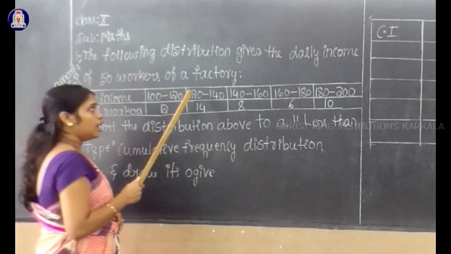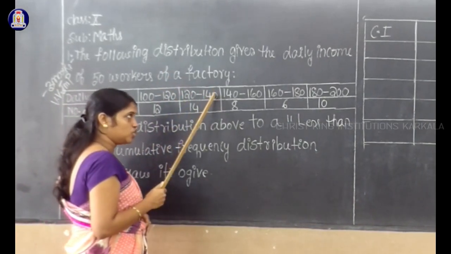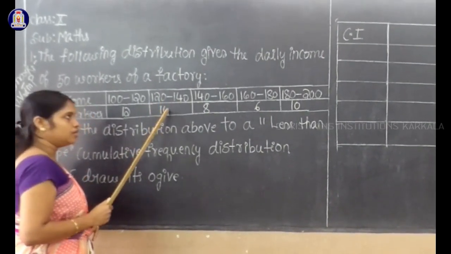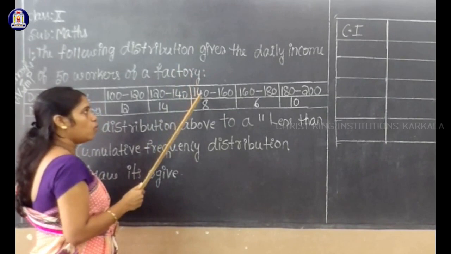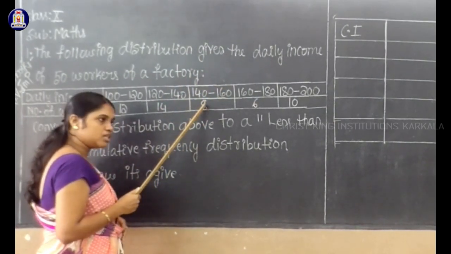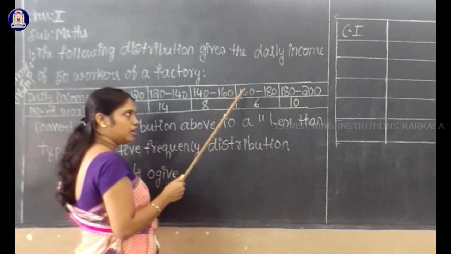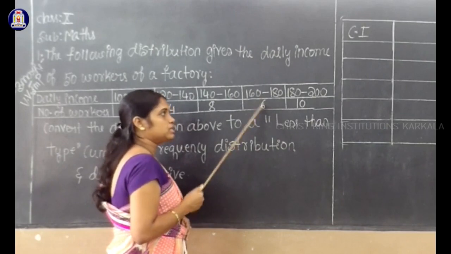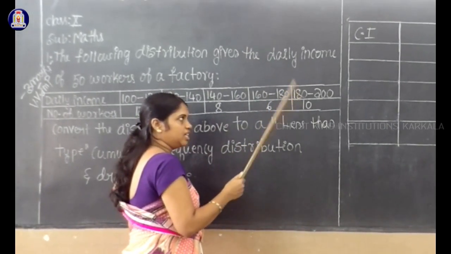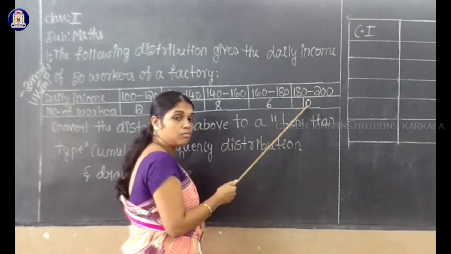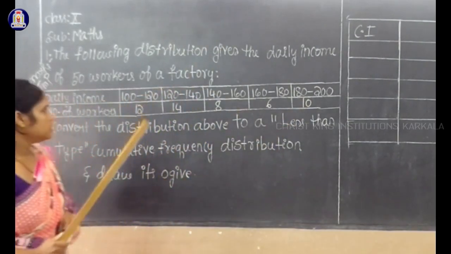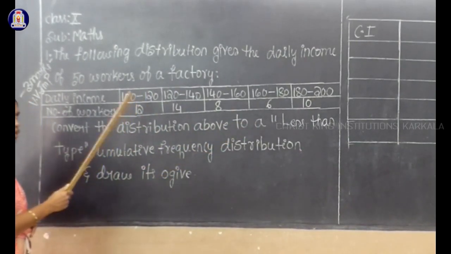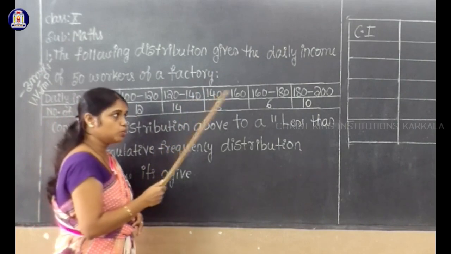workers. Again, for a daily income between 120 rupees to 140 rupees, what is the number of workers here? 14. Once again, for a daily income 140 to 160, the number of workers equals 8. Next, for a daily income 160 to 180 rupees, the number of workers is 6. Again, for a daily income 180 rupees to 200 rupees, the number of workers is 100.